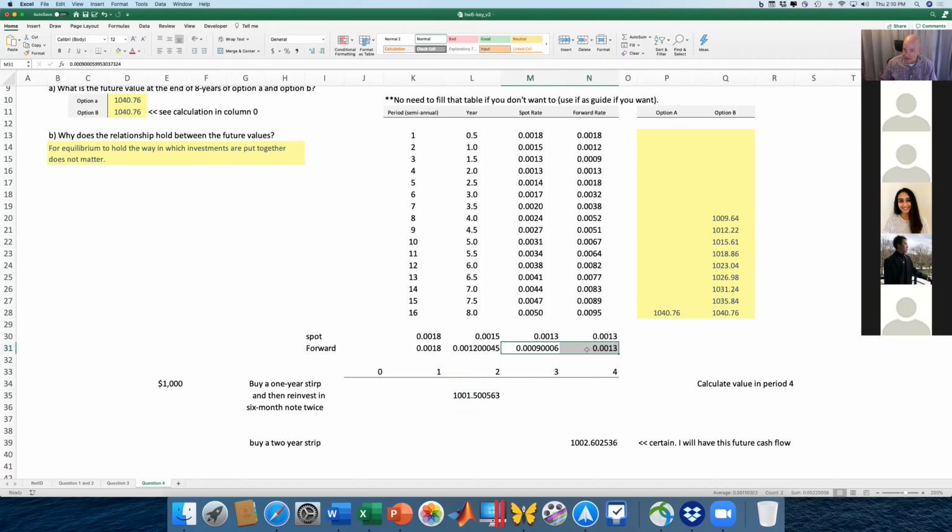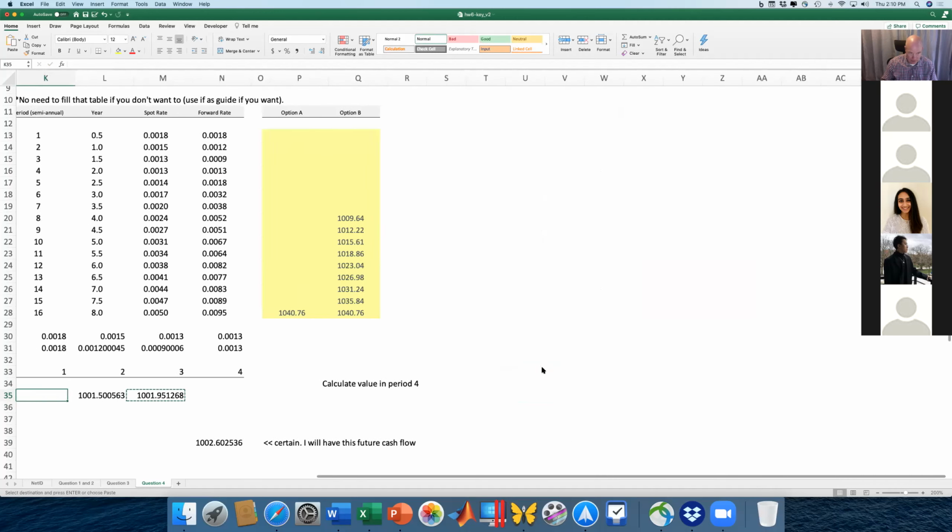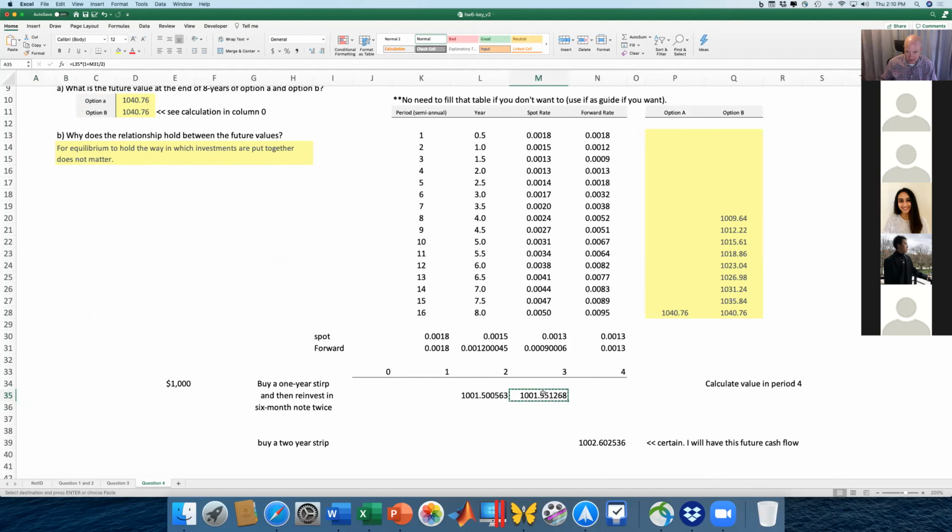And these are the rates that the market is saying will exist for 6 months. For this 6-month period from 2 to 3, 1 year to 1.5 years. So if I then reinvest this note, my expectation would be that I would get that. So that would be what it's worth at the end of period 3. Just find the future value, copy this over, and here would be the period 4.